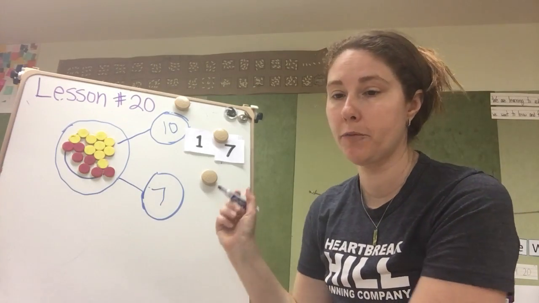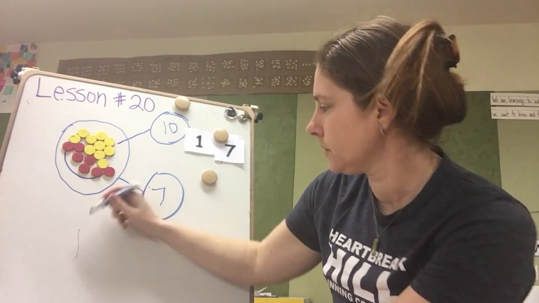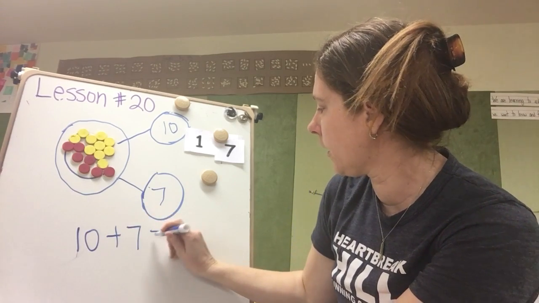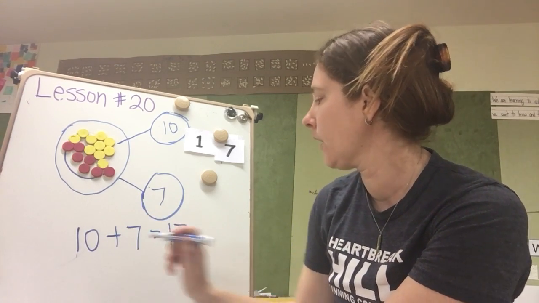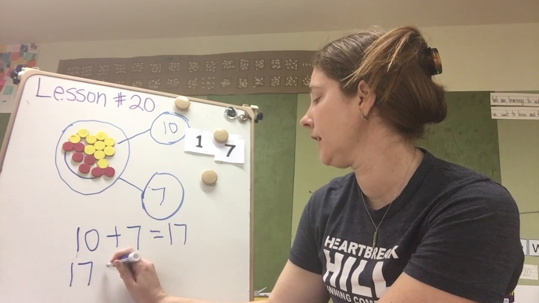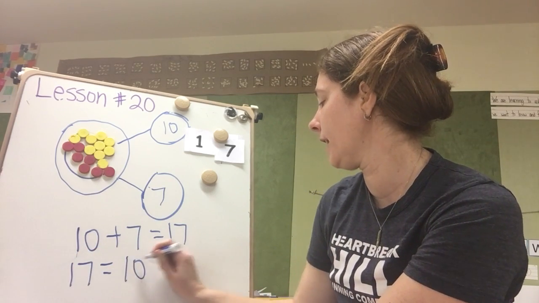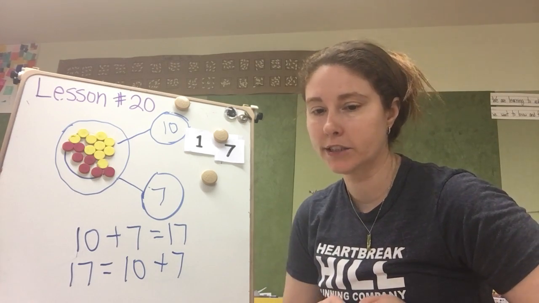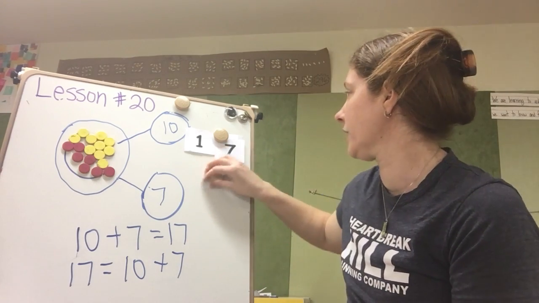We can write our math problems. Oops. 10 plus 7 equals 17. 17 equals 10 plus 7. Okay, that is a lot so far. It was a big lesson actually today.